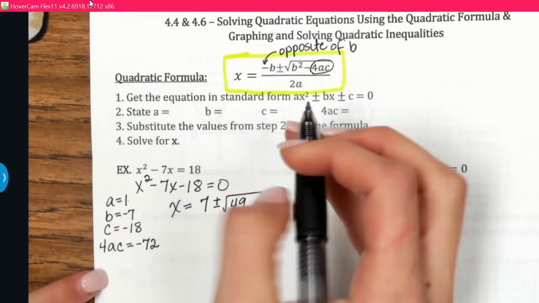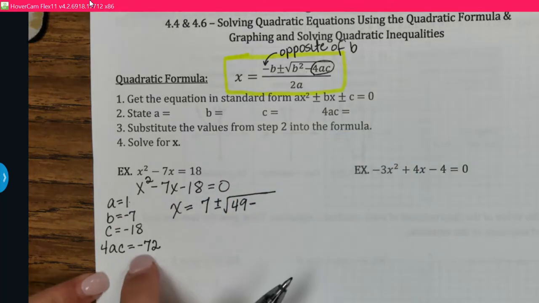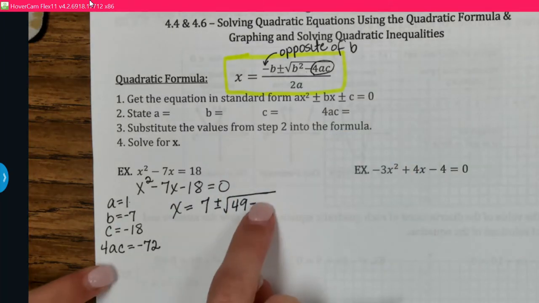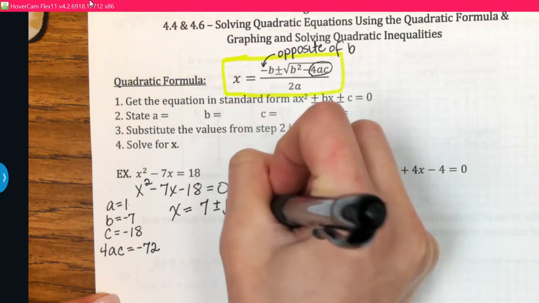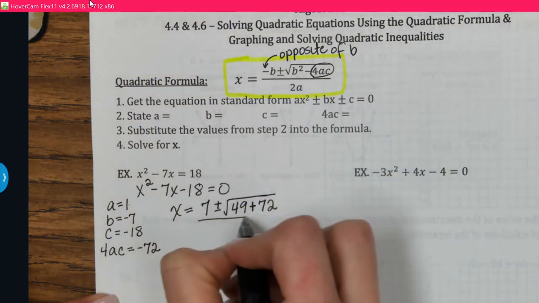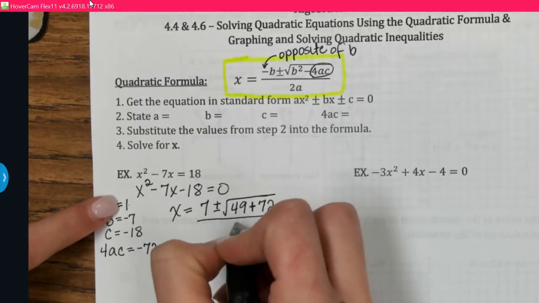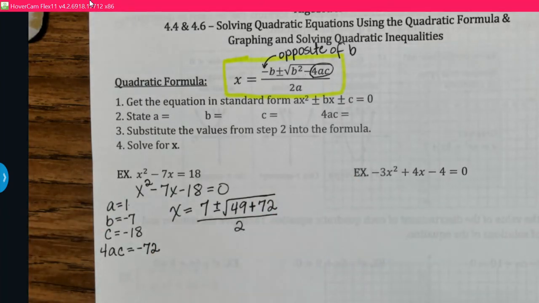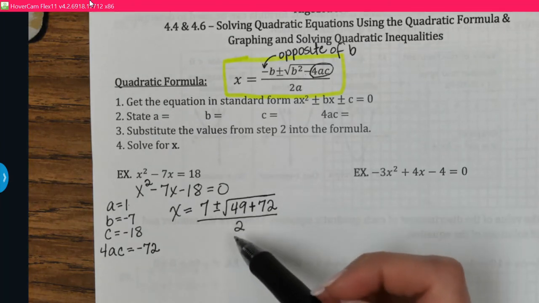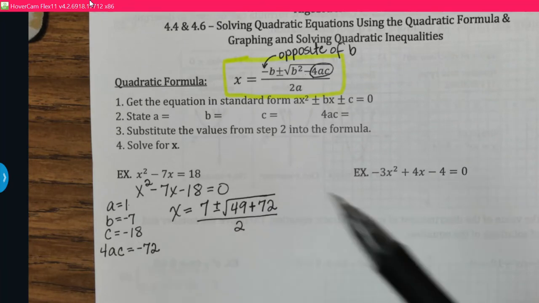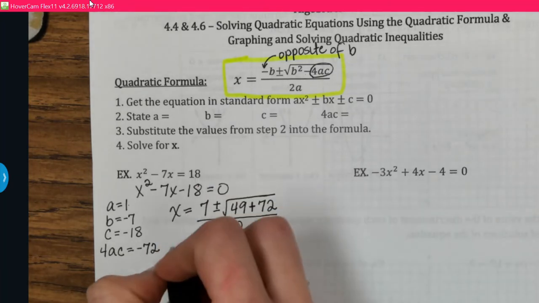Okay? Then my formula has a minus. So I'm subtracting a negative 72. So if I'm doing minus a negative, that's really turning into a positive 72. All over 2 times a. Well, what's 2 times 1? 2. Okay, so that makes it a whole lot neater when you're doing your work if you go ahead and calculate your 4ac in advance. Okay, so now we're just going to simplify.